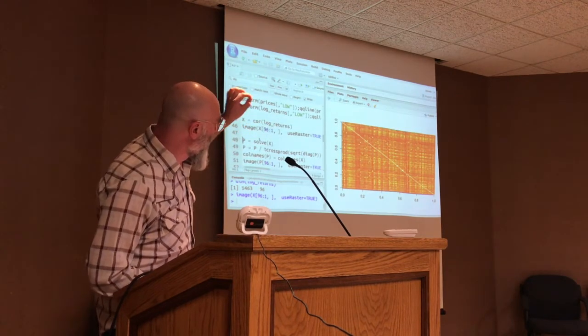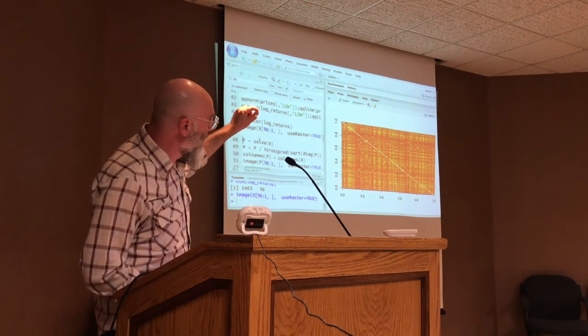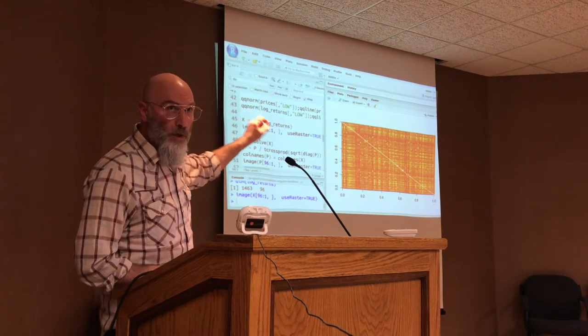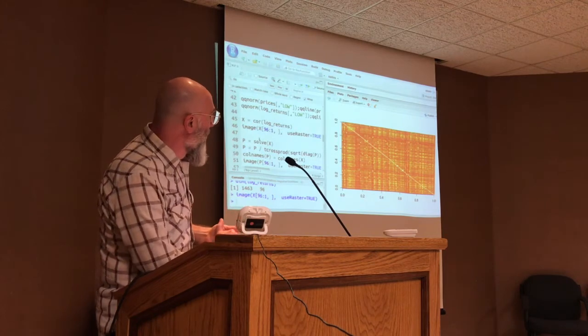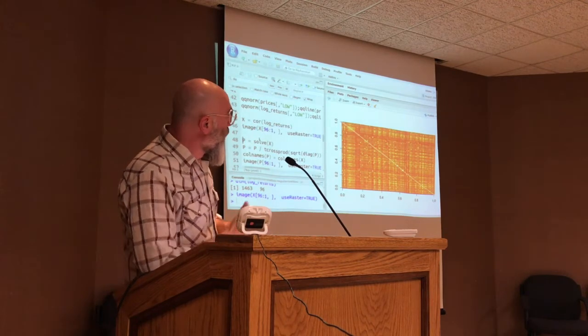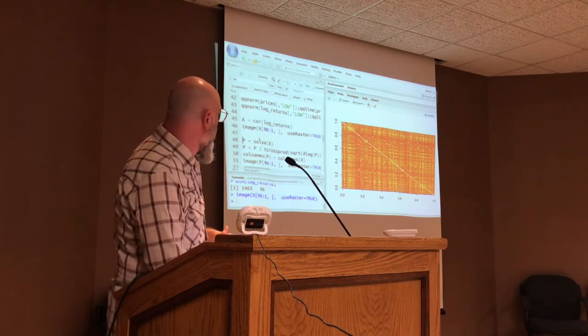Down the diagonal, that's a particular stock correlated with itself, and those are all 1. They're perfectly correlated with each other. And then this heat map is showing, on some color scale, more or less correlation. It's a pretty noisy looking thing.